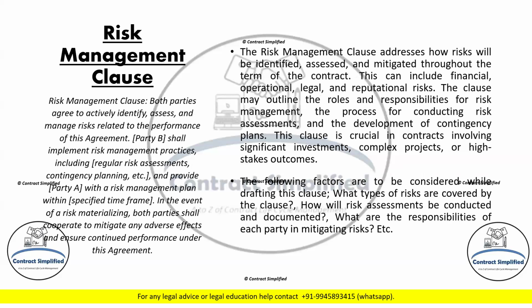Moving next, let us look at the risk management clause. The risk management clause addresses how risk will be identified, assessed, and mitigated throughout the term of the contract. This can include financial, operational, legal, and reputational risk. The clause may outline the roles and responsibilities for risk management, the process for conducting risk assessments, and the development of contingency plans. The clause is crucial in contracts involving significant investment, complex projects, or high-stake outcomes.